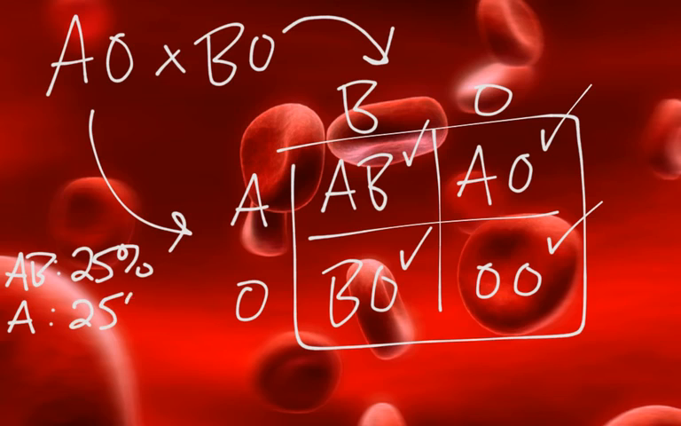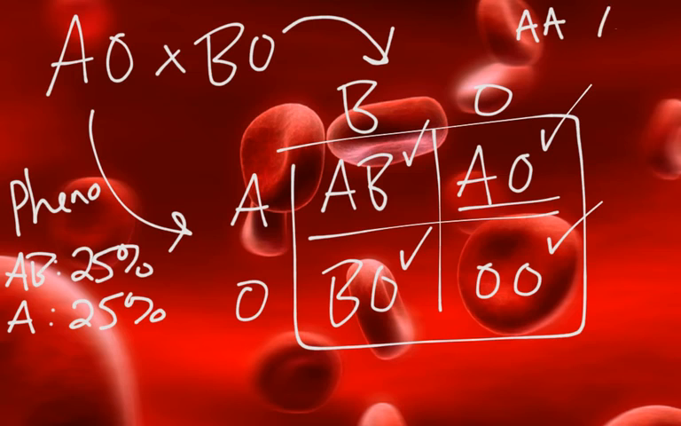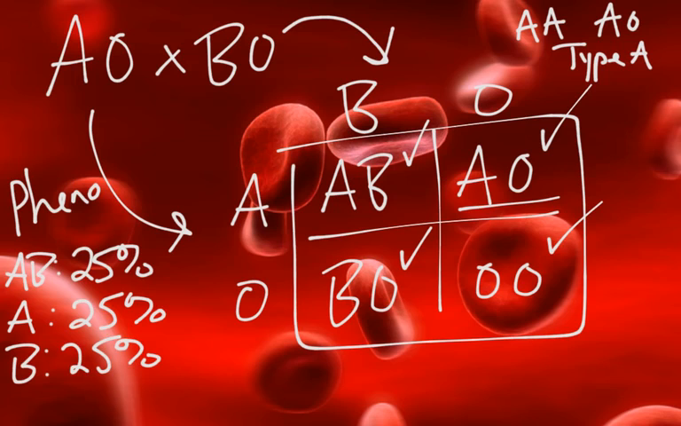We're going to have 25% be type A. Now notice I only wrote one A, I didn't write an AO, and that's because I'm writing a phenotypic ratio. And so in a phenotypic ratio, it doesn't matter if I have 2 A's or if I have an A and an O, both of those are the same phenotype. They're both type A. And then I have 25% are going to be type B, and then 25% are going to be type O.